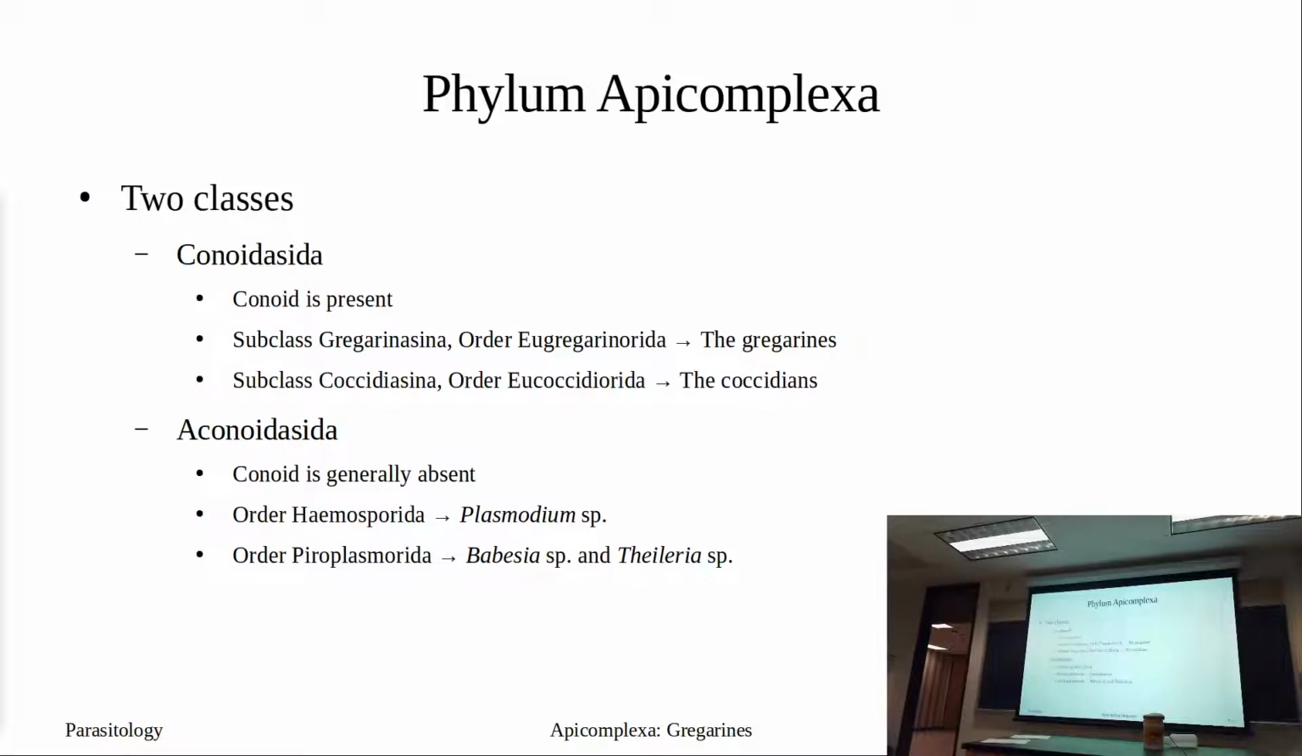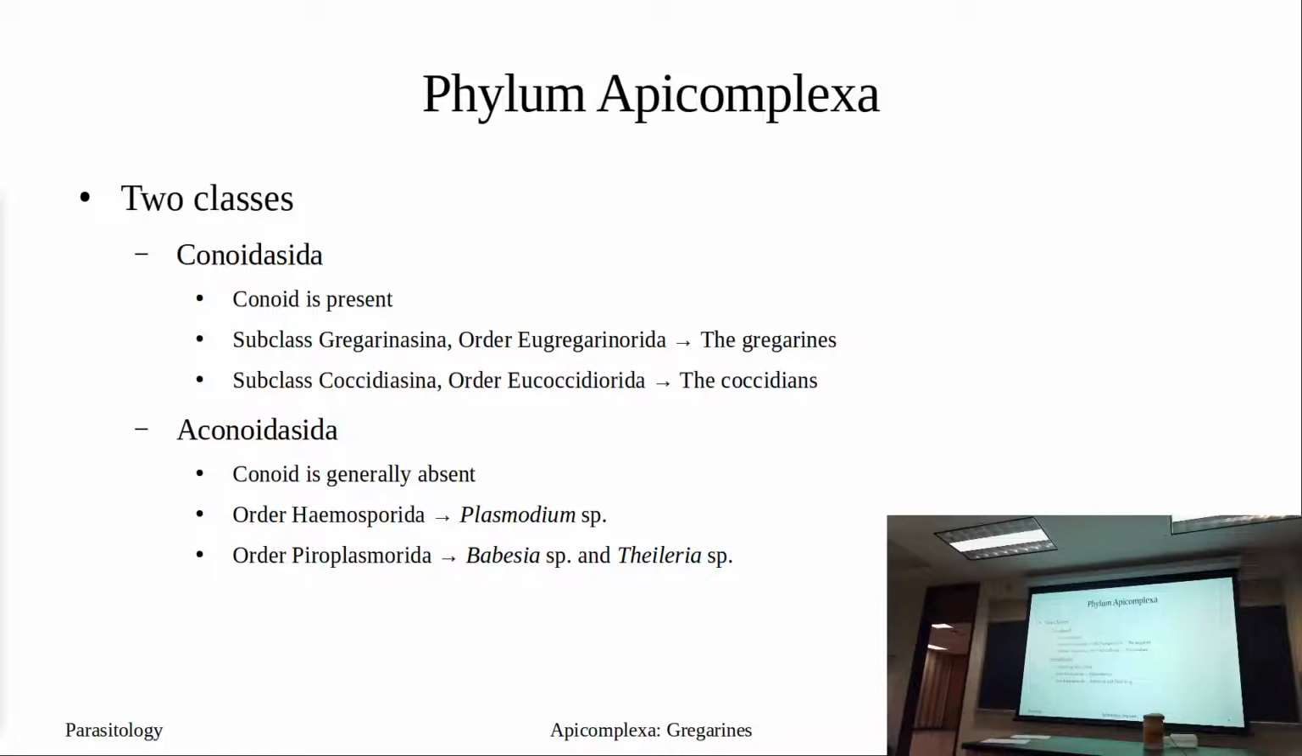All right, so in this phylum, we have 2 classes, Conoidacida and Aconoidacida. Where do we get the names? Well, conoids are in our apical complex. The Conoidacida is those classes where the conoids are present. The Aconoidacida, A means not, right? Conoids are generally absent. It's not as clear cut, but it is what it is.